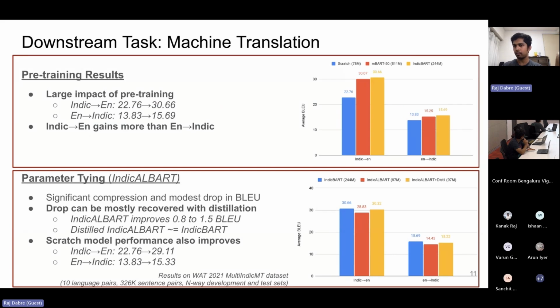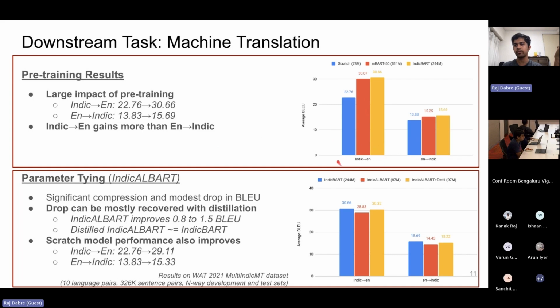Okay, so you've pre-trained your models. The next step is, of course, to fine-tune it. And we evaluated on machine translation as well as summarization, but due to lack of time, I'm just going to focus on machine translation. And if you look at the plot on the right side, you see Indic to English and English to Indic machine translation.